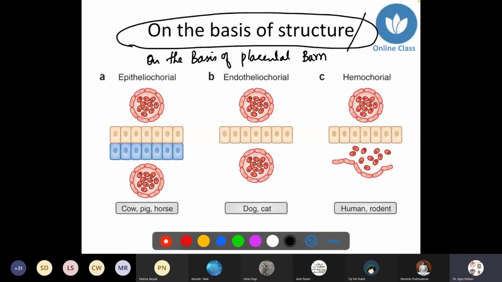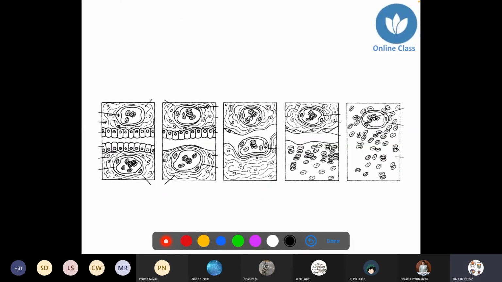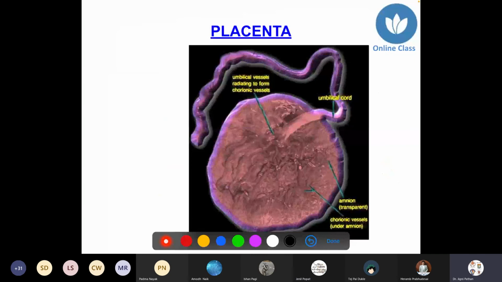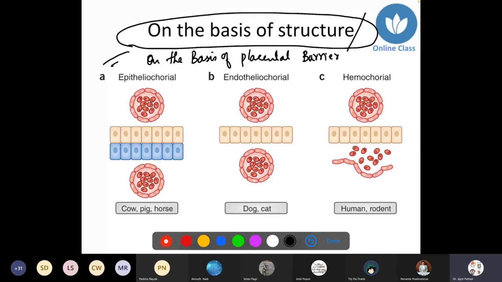Okay. Are you done writing this? Please copy this slide. I'll explain it to you. Ma'am, please show the previous slide. Previous slide: on the basis of structure or on the basis of placental barrier. Classification of placenta.